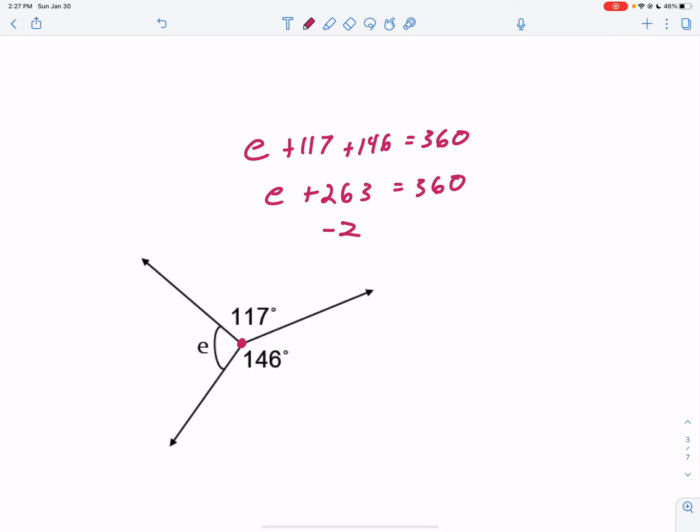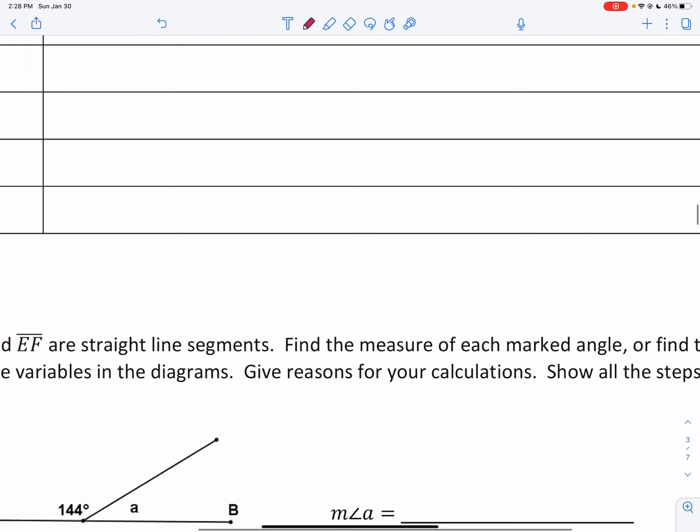So let's subtract 263 from both sides. And then let's do 360 degrees minus 263 degrees. There's going to be a 7 right there, 9 right there. So 97 degrees. So that should be 97. And we can try to add them up again to make sure that we didn't make a mistake. They should all add up to be 360 degrees. If I make a little tiny goof, call me out in class.